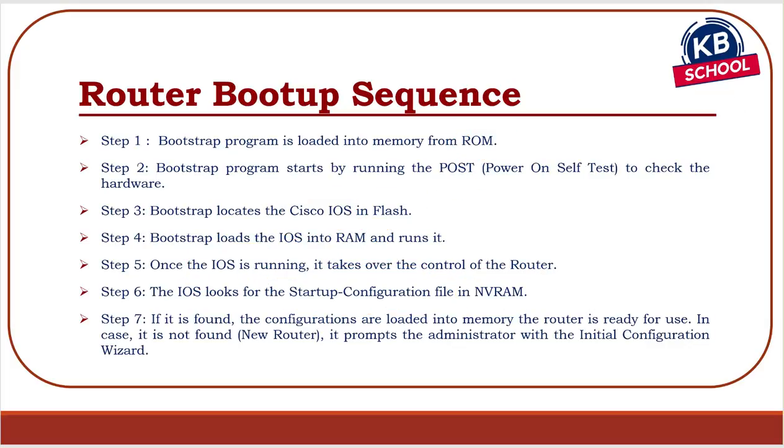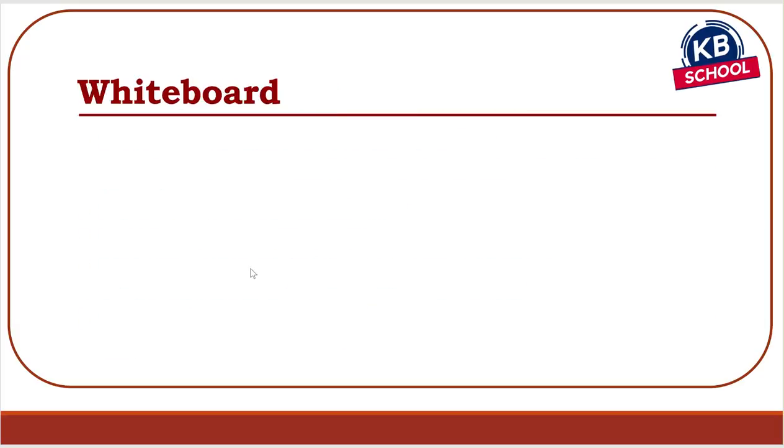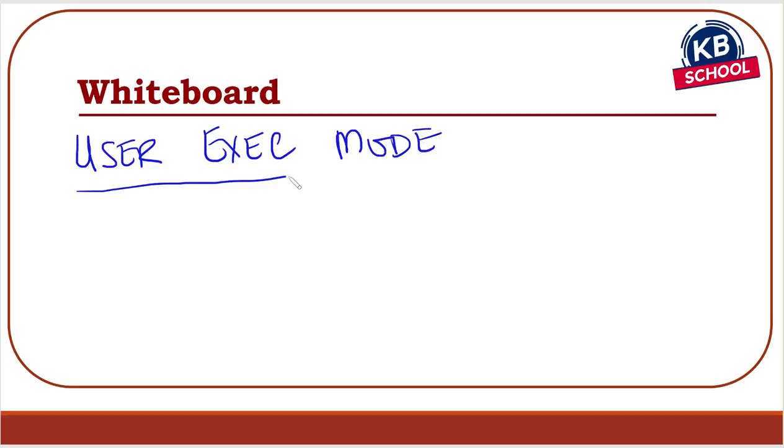Now, once this is done, the next thing we're ready to do is start configuring the router. At this point, although we'll go through this in detail, I just want to talk about 3 different main modes of configuration of your router. When you go into the router, you go into this mode called the user exec mode. This is the first mode that you get into.